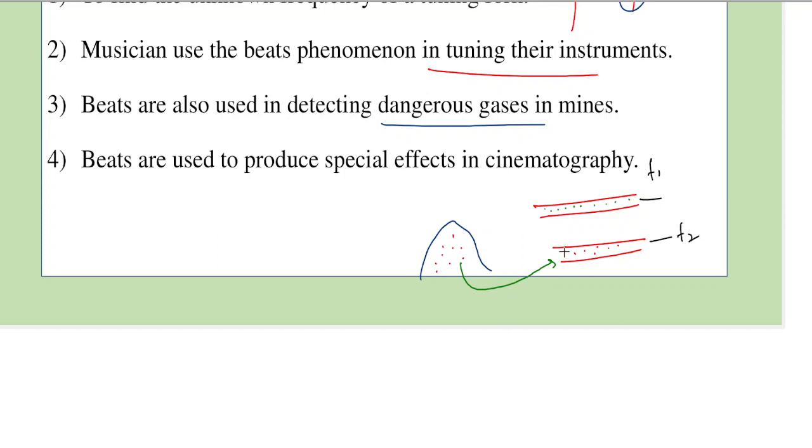So this air column or this tube contains air from this mine. If the air from the mine is pure, then when these two are sounded together, there won't be any beats heard. But if beats are heard, it means that the air from here contains gases other than the air around us. The air around us is pure, but mines contain many poisonous gases. This is an indication that the mine contains some poisonous or dangerous gases.